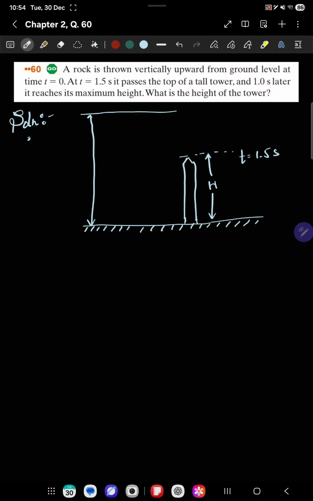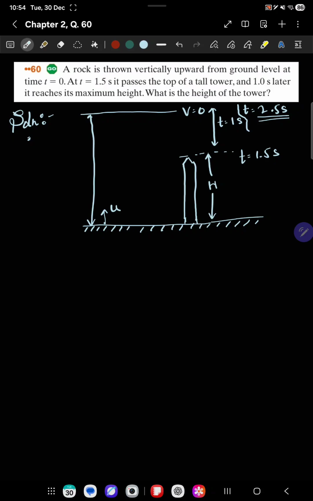1.5 seconds. So for this rock which has been thrown upwards with a speed of u, and it has reached a speed of v equals 0 at its maximum height, and it is given that it has taken 1 second more after this 1.5 seconds, so this time will be 1 second. So to reach the maximum height, it has taken 2.5 seconds in total, right?